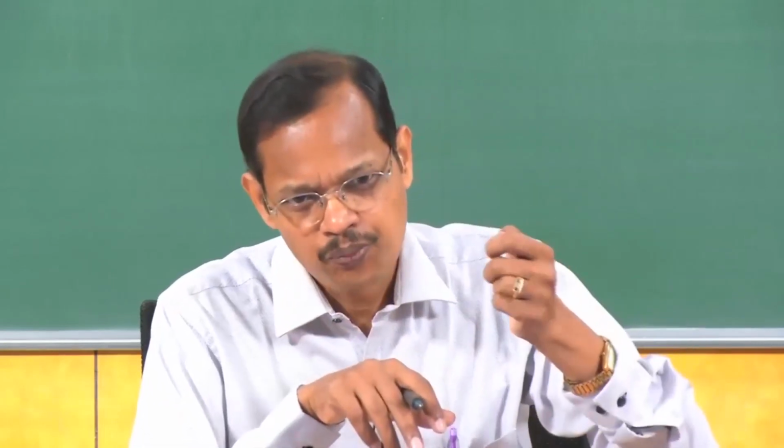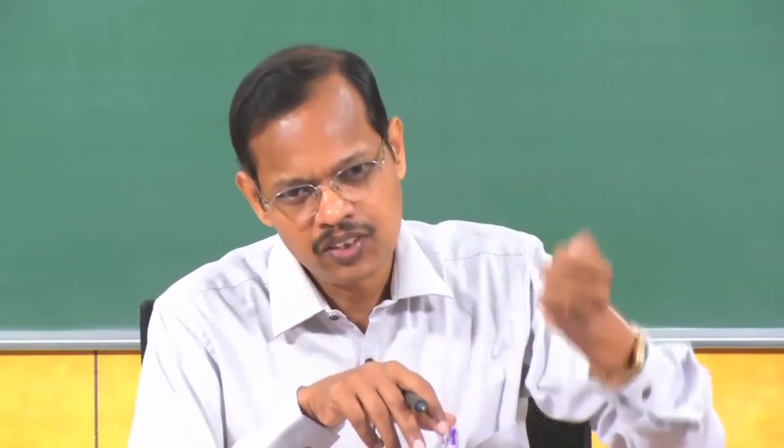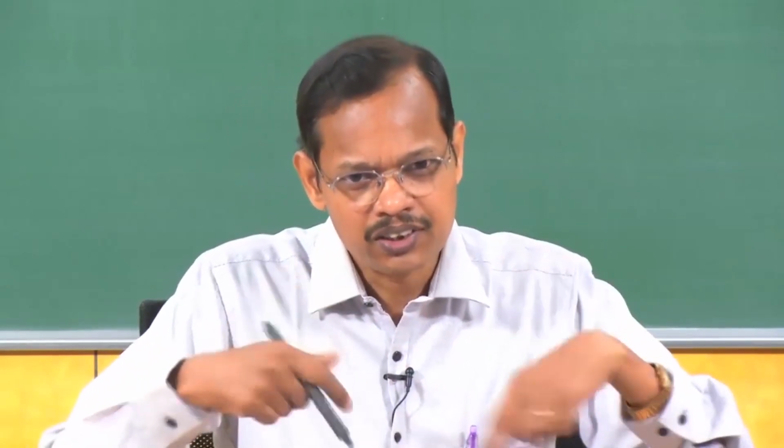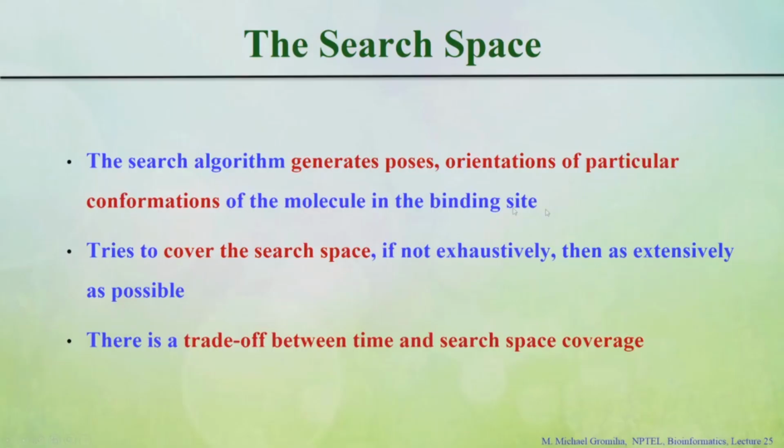For example, if you see simple amino acids, and if you have one rotation, it can go from 0 to 360 degrees. If there are two, one will rotate, the second will also rotate, and you can do it systematically. So, it takes a long time. There is a trade-off between time and search space coverage. If you have more time, then you can search more space; if you have less time, you will get less search space. So, we need a smart algorithm to get different search space and various poses. That also depends upon the type of docking you want to do.